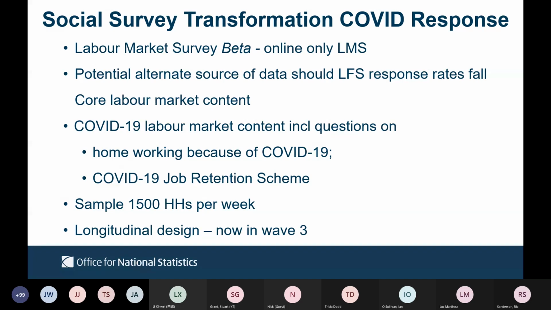So the content of that survey includes core labour market questions that we had redesigned and previously tested, and also we collected additional COVID-related labour market content. It's online only, and we issue a sample of 1,500 households a week on that LMS Beta product. And it's continuous and it's longitudinal. So since the beginning of April, when it went live, we've issued 1,500 cases at wave 1 per week. We've been achieving around 40% uptake on average at wave 1, and we're now going into wave 3 in the longitudinal design.